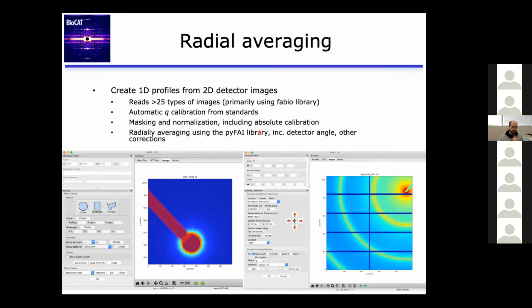And then we can do the radial averaging from these two-dimensional detector images into one-dimensional scattering profiles. And for this, we use the pyFAI library. So this includes a number of different geometries and data corrections. It's also built so that you can outsource the radial averaging onto your GPU, so you can do it quite quickly, which is important as we get these larger, higher pixel density detectors and faster data collection.